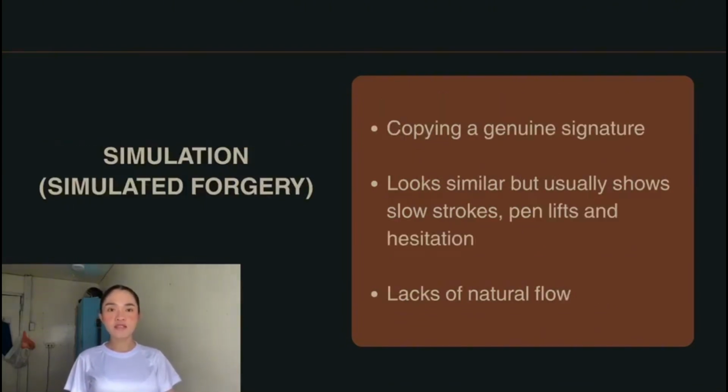So next is the simulation or the simulated forgery. So in this one, the person tries to copy the real signature by looking at it. So it may look similar but it shows hesitations and lack of natural flow because it is not his habit of writing, kay gikopya ra man niya.